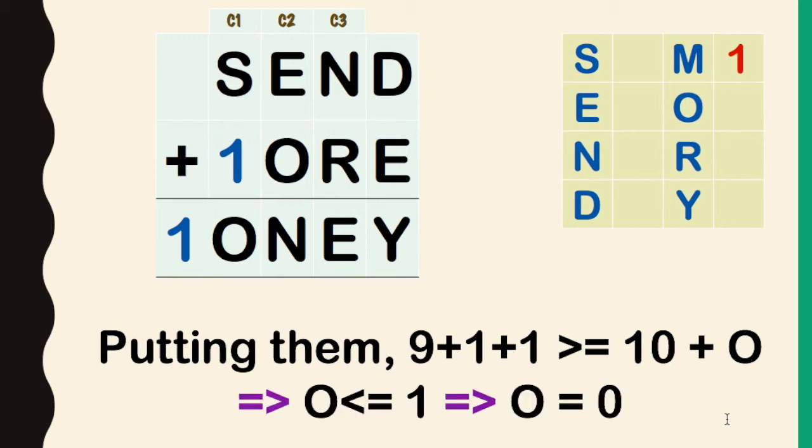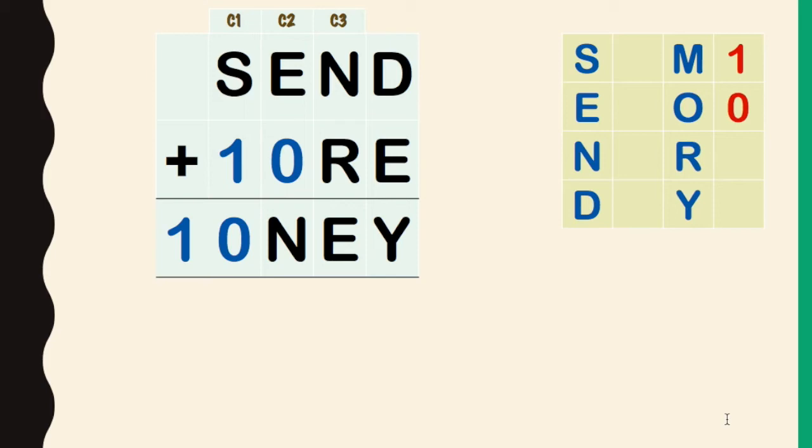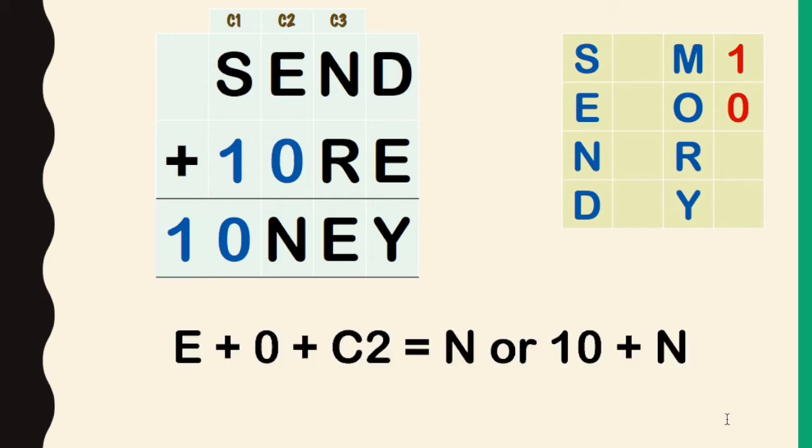Now O cannot be 1. Why cannot O be 1? Because M is 1 and all the values need to be distinct. So now we know O is equal to 0. Now let us put the value of O here and we get this. So let's now proceed from here.